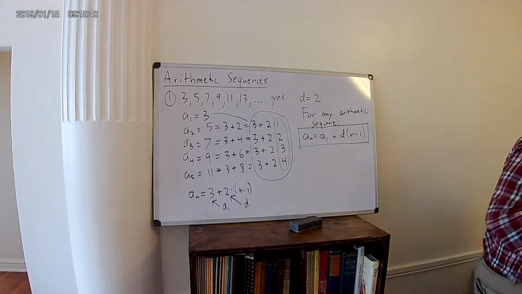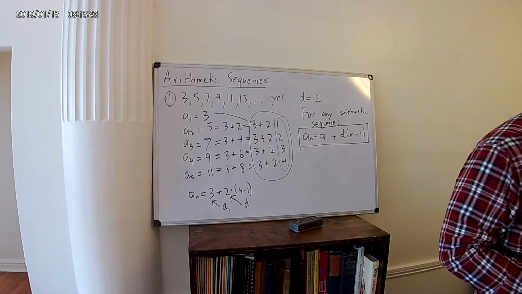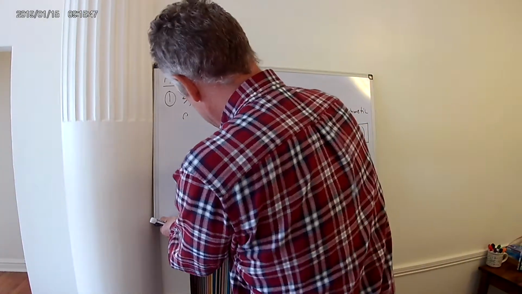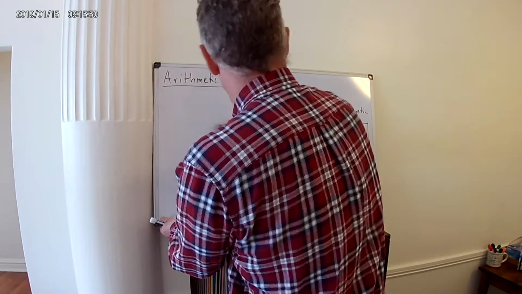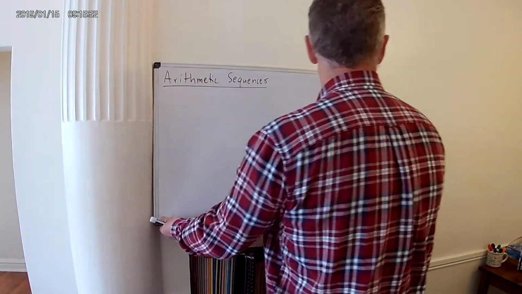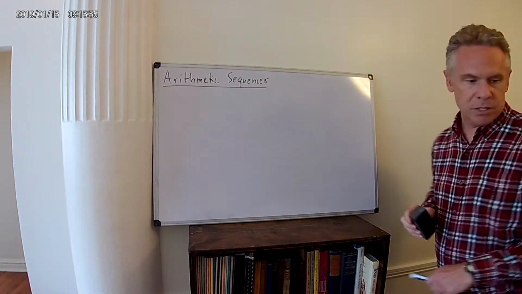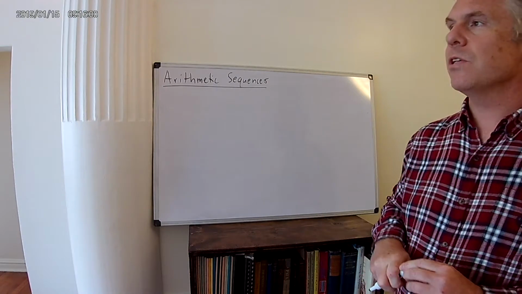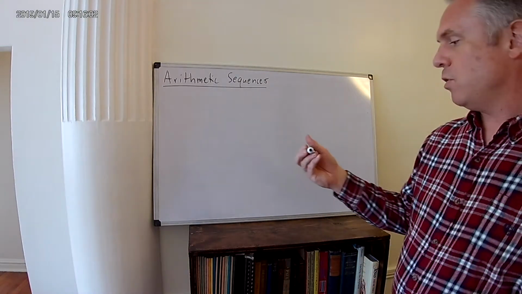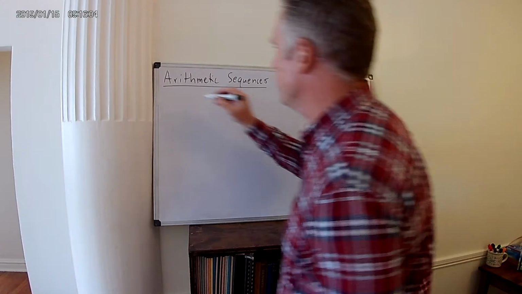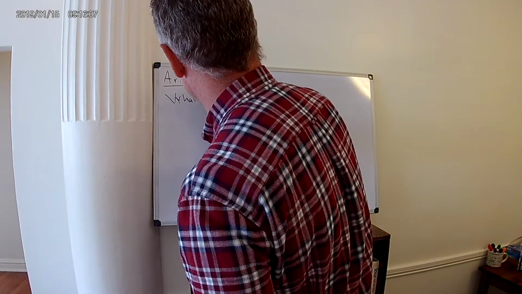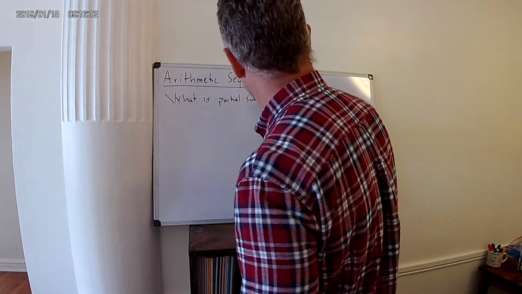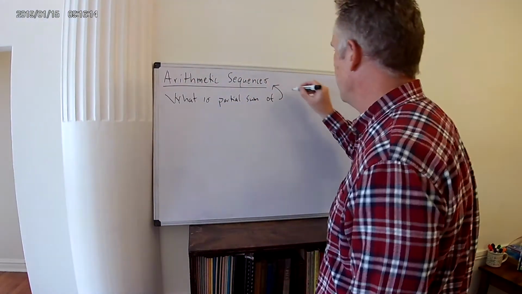All right, let us consider what the sum of an arithmetic sequence is. So I'm going to erase this. If you guys remember, a series is the sum of a sequence. In particular, what is the partial sum? A partial sum is the sum of a sequence up to a certain number of terms. So in this case, I'm going to ask, what is the partial sum of an arithmetic sequence?